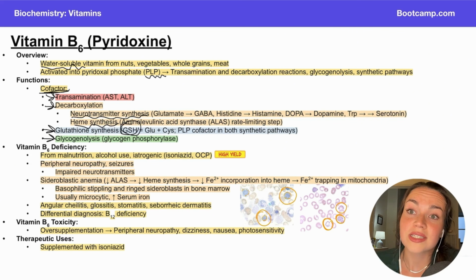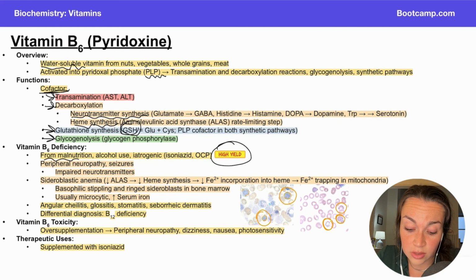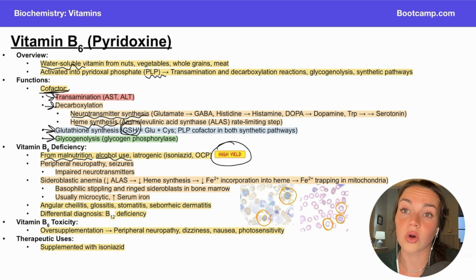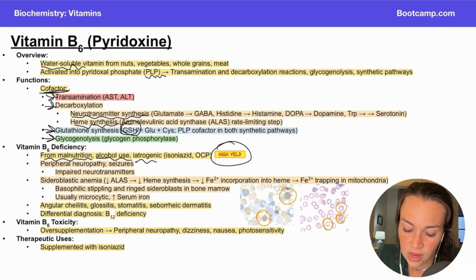And because vitamin B6 is implicated in so many of these different reactions, vitamin B6 deficiency is a very high yield test subject. In addition to getting this from malnutrition, you can also see it in alcohol use or as an iatrogenic consequence from the administration of isoniazid or the birth control pill. This presents with peripheral neuropathy and seizures, as well as sideroblastic anemia and some of these dermatologic findings as well.